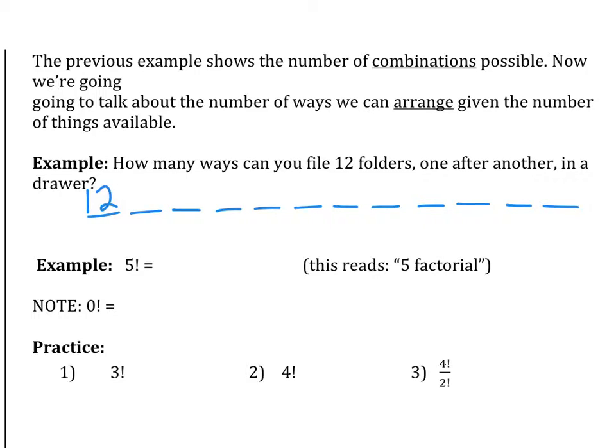And then I go to my next spot. And then I ask myself, which folder do I want to put in here? How many choices do I have? 11, because I already put one away, right? I go to my next space. How many choices do I have now? 10. And that's going to continue, right? So 9, 8, 7, 6, 5, 4, 3, 2, 1. And basically, we're going to multiply all the numbers together.